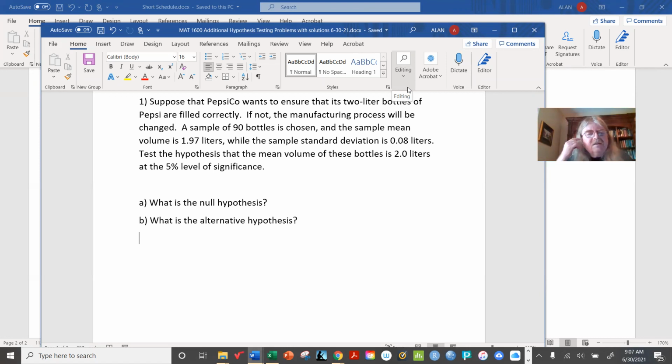All right, so hopefully you wrote down the null is that the mean equals 2. And the alternative is that it does not. It is indeed a two-tailed test.